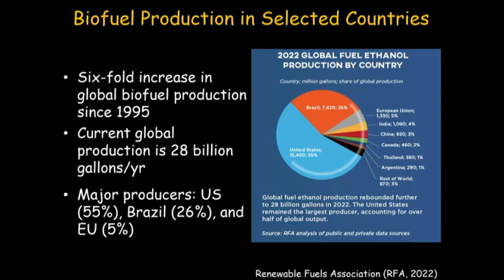So currently, about how much is the total production of ethanol? Approximately 28 billion gallons. Billion is 10 to the power 9, so don't think that is a small number. I always remind my graduate students in my classes. Of that 28 billion, about 55% is produced by the U.S., 27% by Brazil, and 5% by the European Union, and the rest comes from other countries, including India, China, and others.